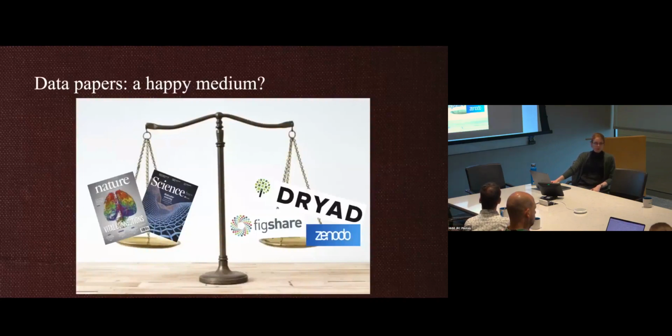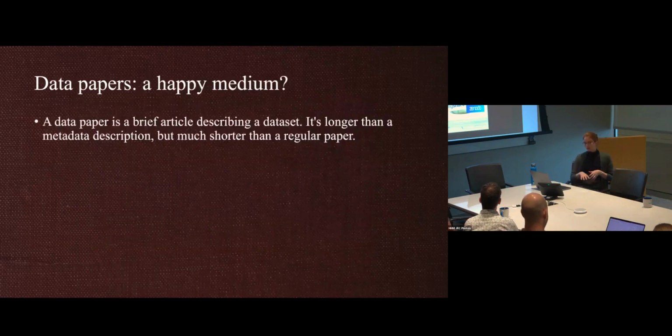I'll give a nod to data papers. So I've presented this dichotomy so far of, well, you can publish data with a paper or without a paper, but data papers are sort of in between. A data paper is a brief article describing a data set. It's longer than a metadata description in, say, a repository, but much shorter than a regular paper.